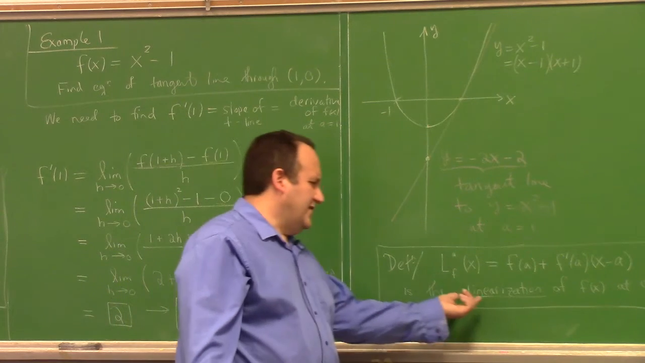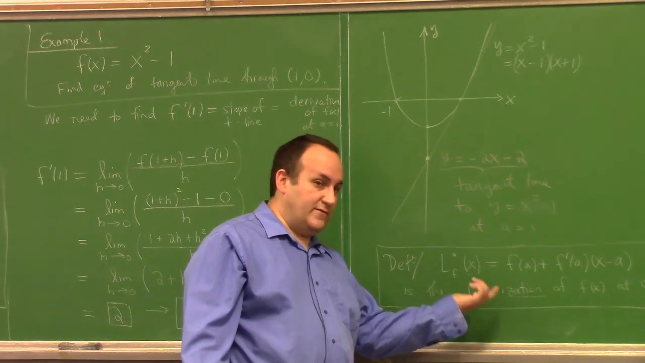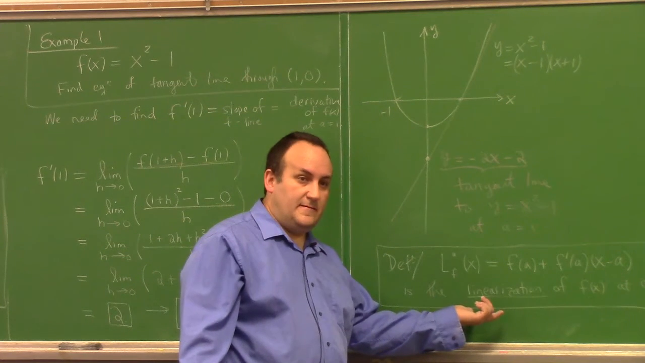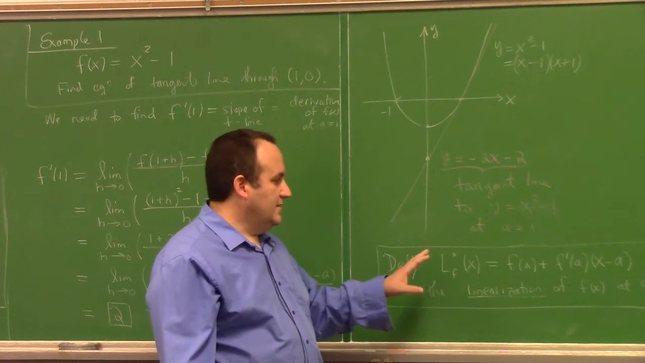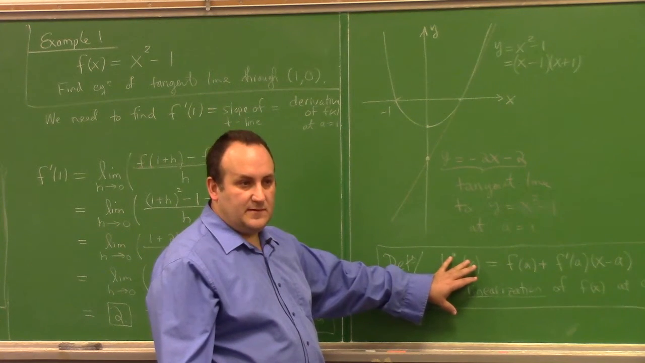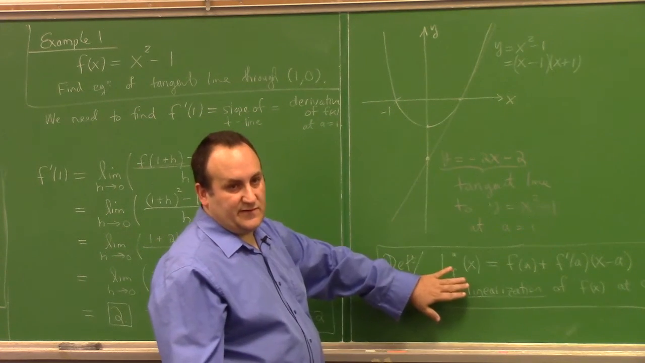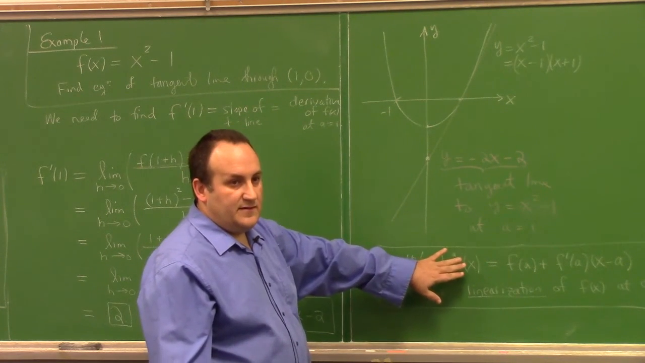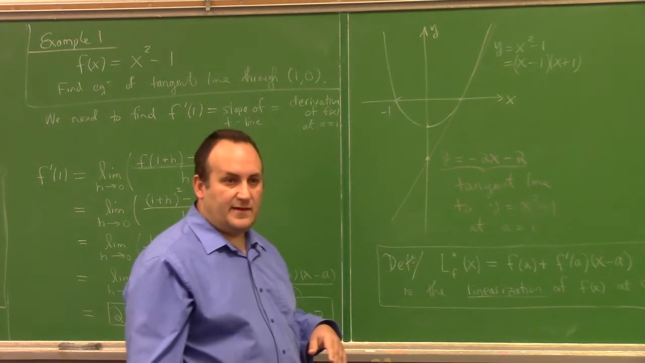But linearization is just a fancy name for the function whose graph is the tangent line. And the linearization of a function is the best linear approximation to the function at the point. That's what it is. If I want to replace a curvy function with a straight function, that's what this does for us. That's what the derivative is all about. It's about replacing some curvy thing with a straight thing, because straight things are easier to think about.